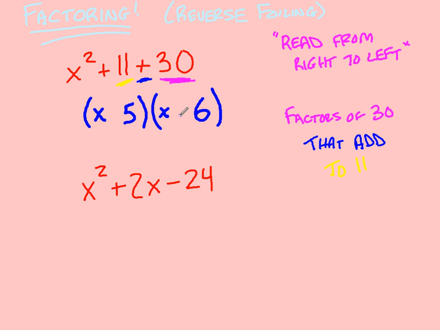Then you need to figure out what the signs in the middle are. Well, 5 and 6, we need to make it add up to positive 11. So that means both need to be positive numbers.